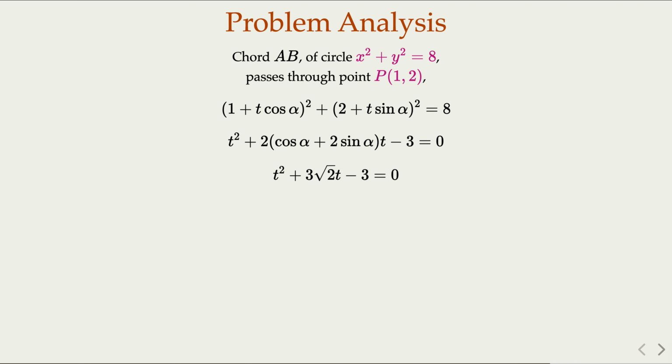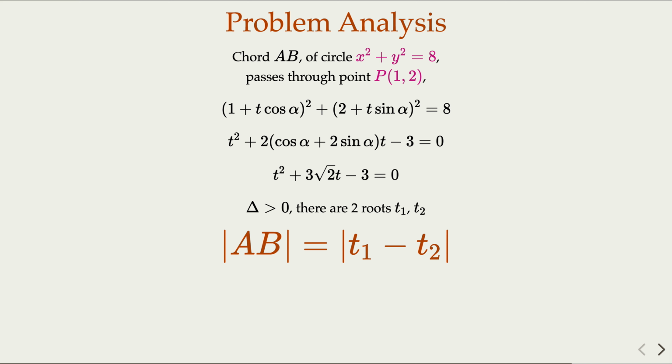Now notice that this is a quadratic equation. It has two roots. Why? Because the discriminant here is positive. So there are two real roots, t1 and t2. Once we find t1 and t2, how do we find AB's length? Given our interpretation of the t value, we know that the distance would be the difference of the two roots, of course the absolute value, because it could become negative.